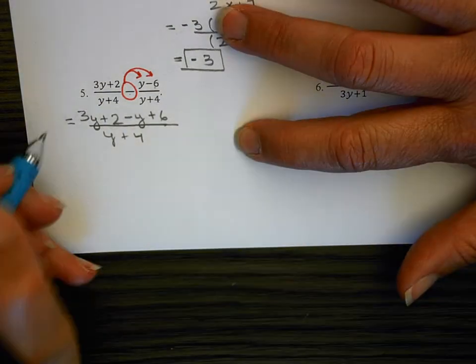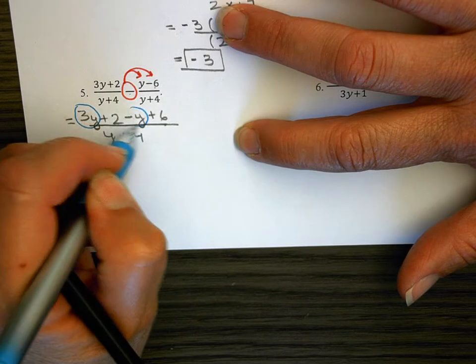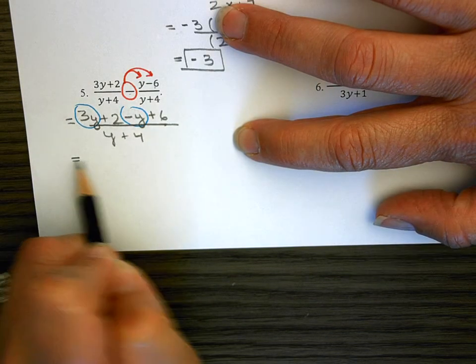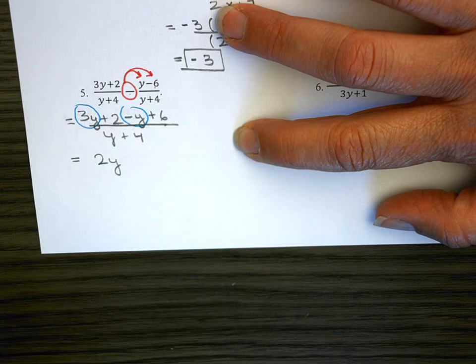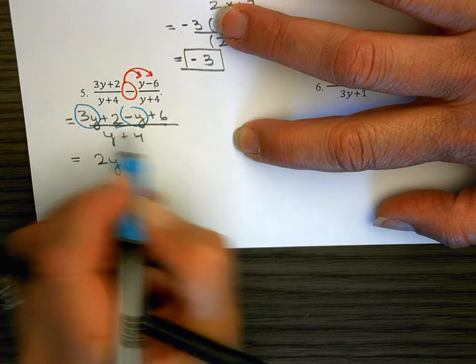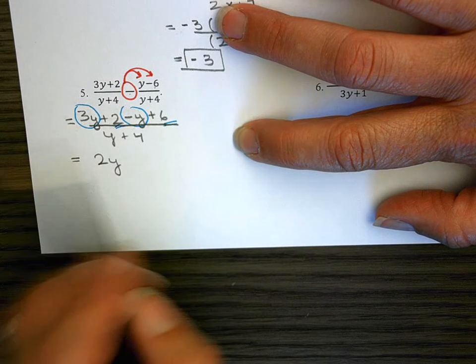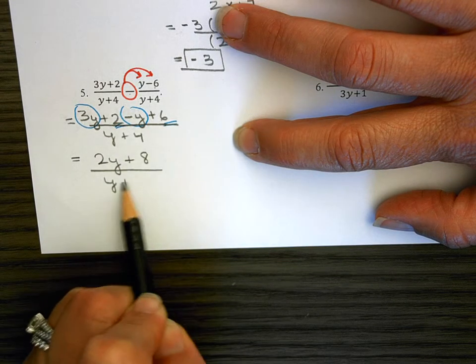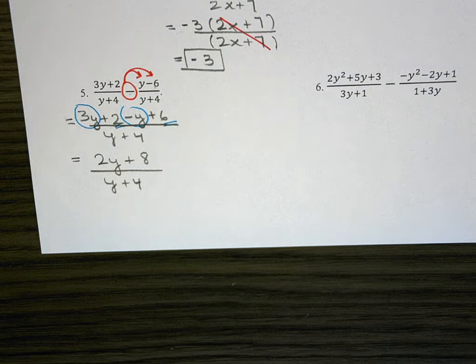So here I can combine a 3y and negative 1y. So 3y minus 1y. And then my constants, so 2 plus 6 is going to be 8. And then all over y plus 4. And then always try to factor and reduce.